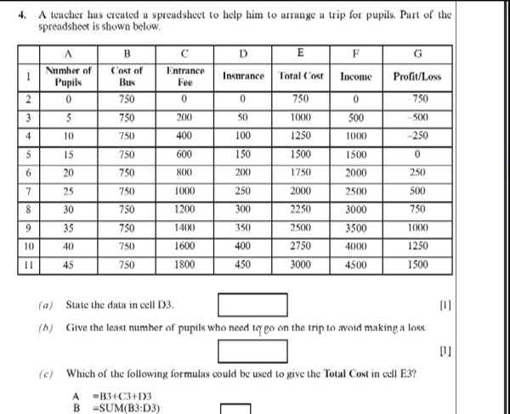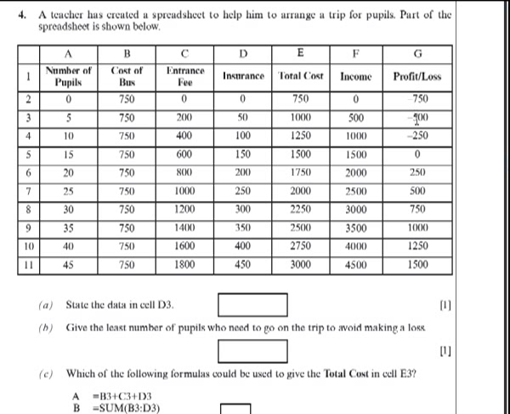Give the least number of pupils who need to go on the trip to avoid making a loss. Now, this is a fairly straightforward question as long as you can first identify where the spreadsheet holds information about profit or loss. So if you go across, you're obviously going to come to the column called profit/loss. Now it's asking us to give the least number of pupils who need to go on the trip to avoid making a loss.